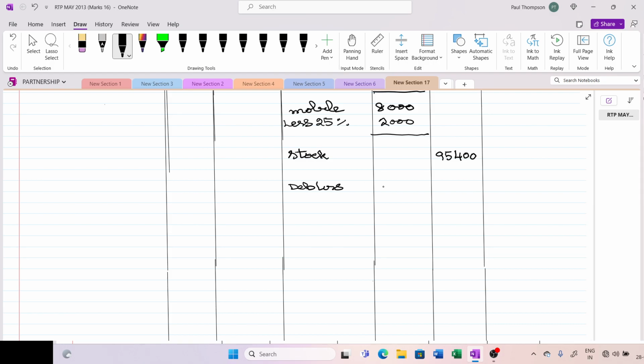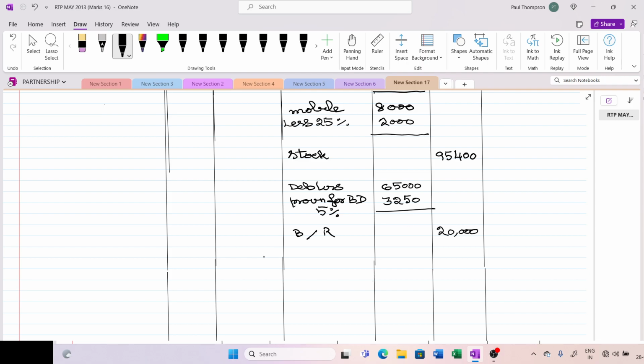Debtors closing balance 65,000, but they have asked us to give provision for bad debt. Provision for bad debt is 5%. Again, you calculate 10%: 6,500. Half of that is 3,250. You'll be able to do this part very fast. Then bills receivable. I'm writing it in short. Bills receivable closing balance is 20,000.